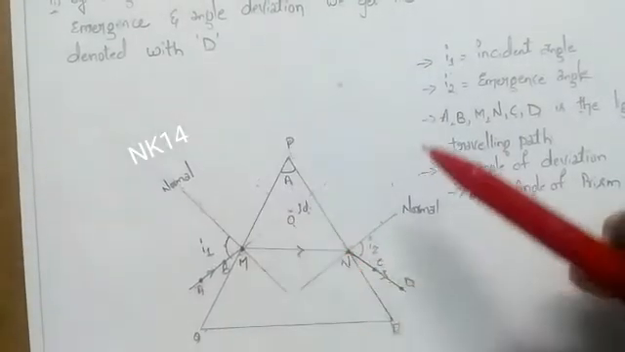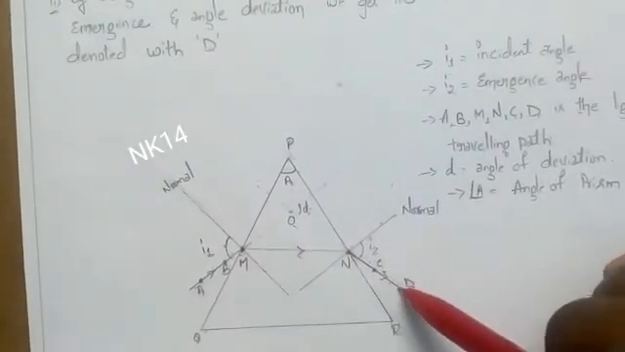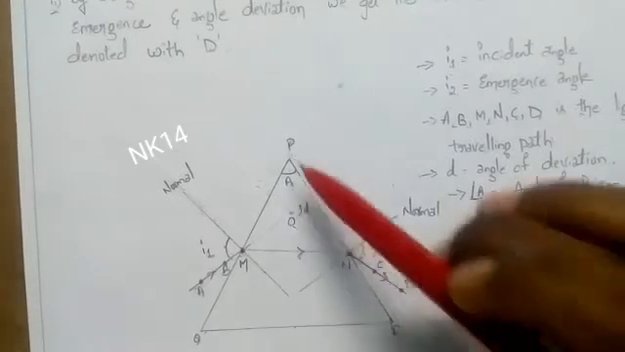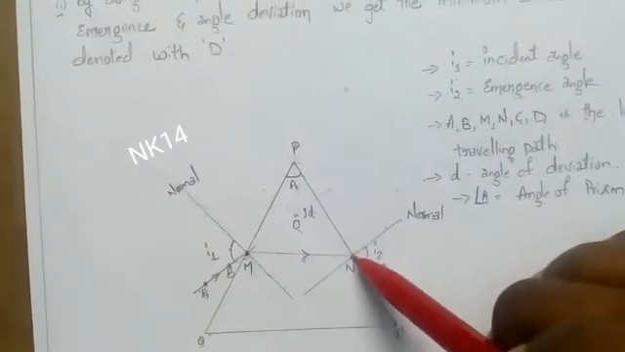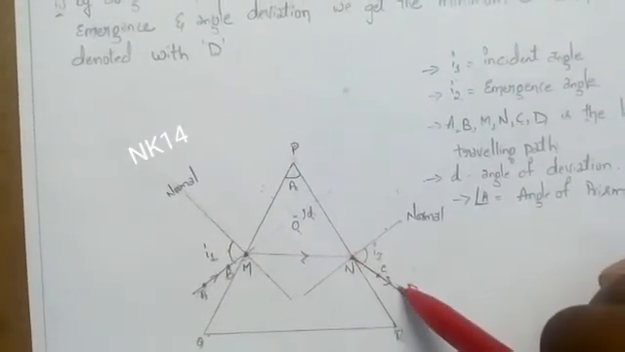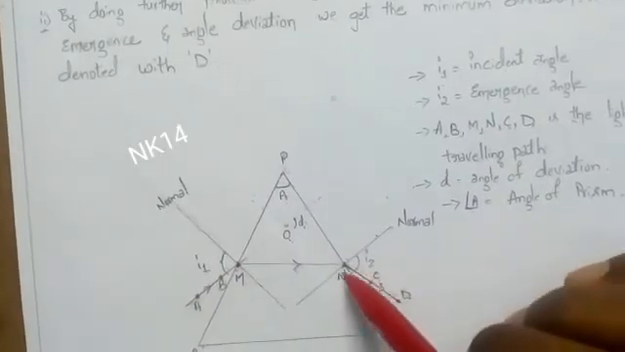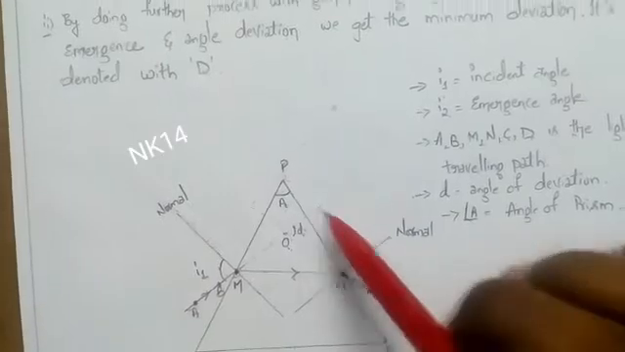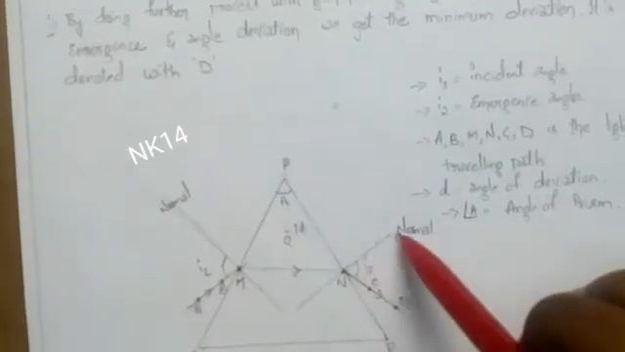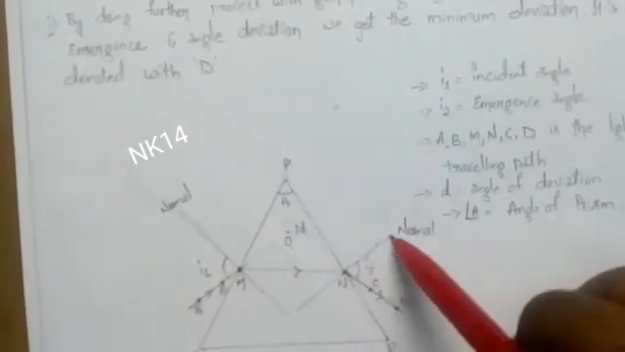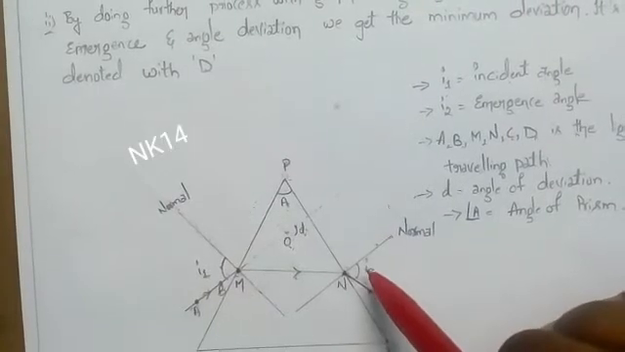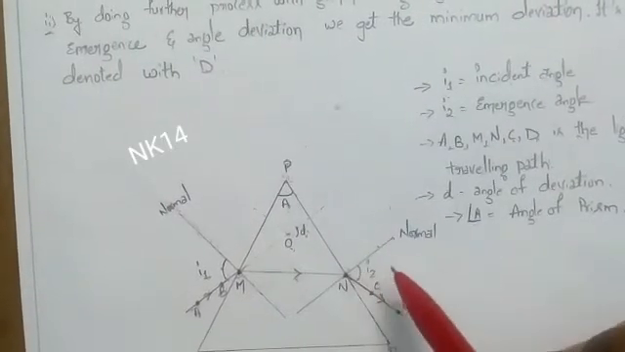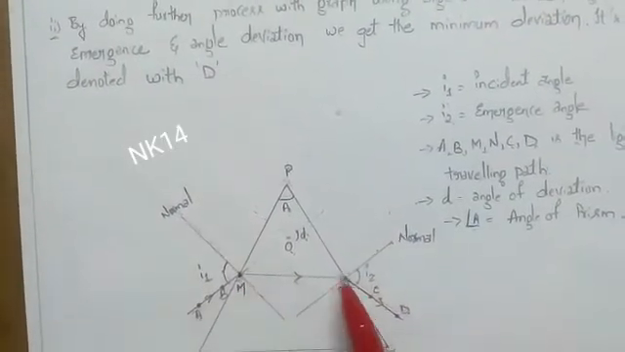Next, remove the prism. Next, C and D should be joined. The line should meet the other side of the prism, that is PR. This point is taken as N, and this ray is the emergent ray. Next, we place the protractor at N and draw a perpendicular line at 90 degrees from N on PR. This is taken as one more normal, and the angle between the normal and the emergent ray is taken as the emergence angle. Next, we join M and N.